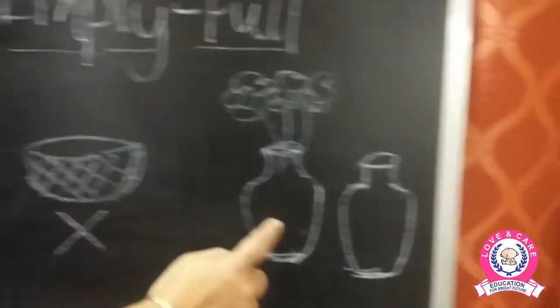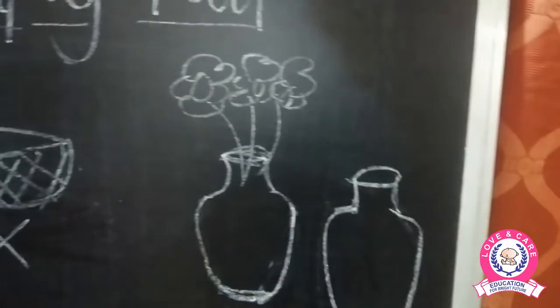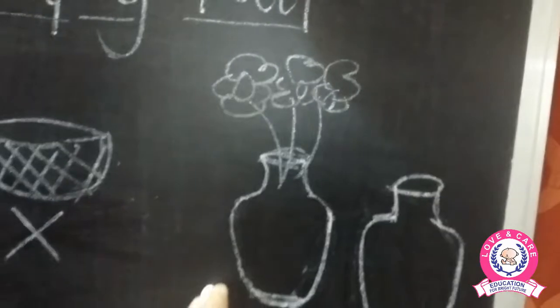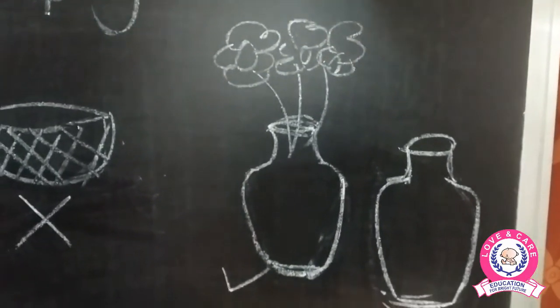Now there is a flower vase. In this flower vase there are flowers, but in here there are none. So for the full one we will put a tick mark and for the empty one we will put a cross.